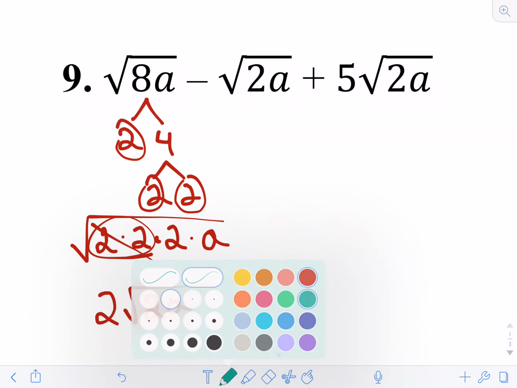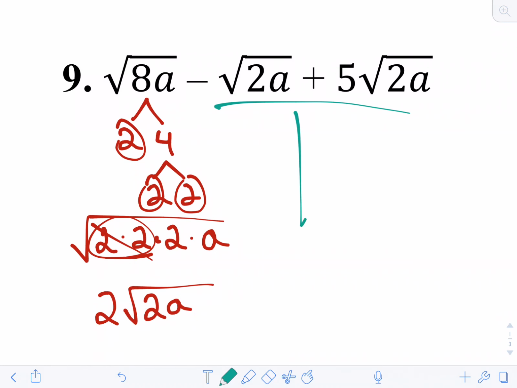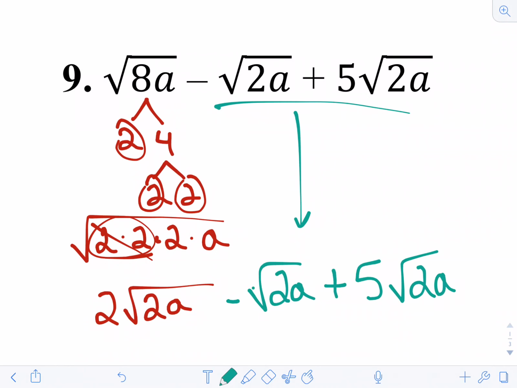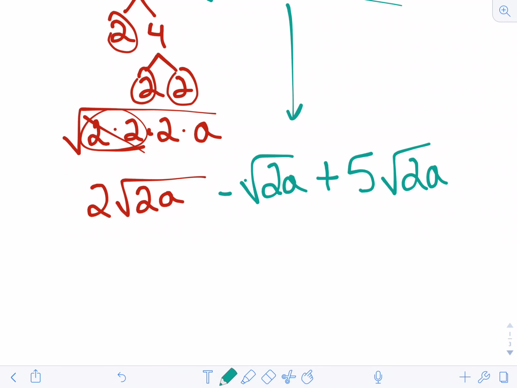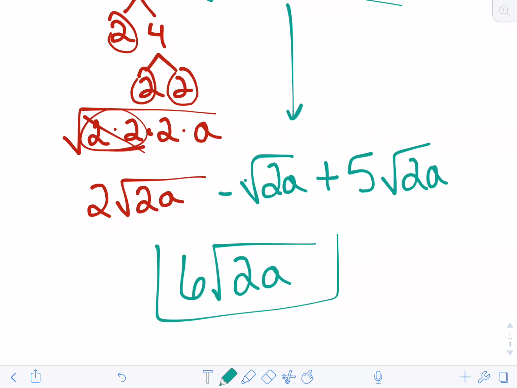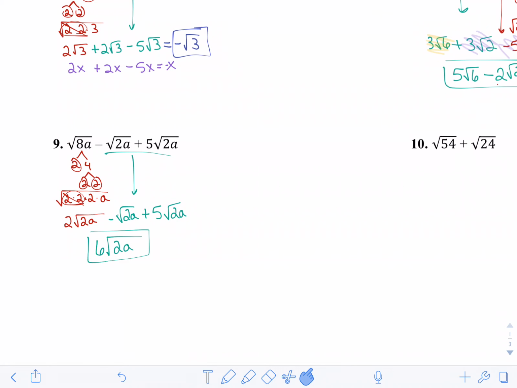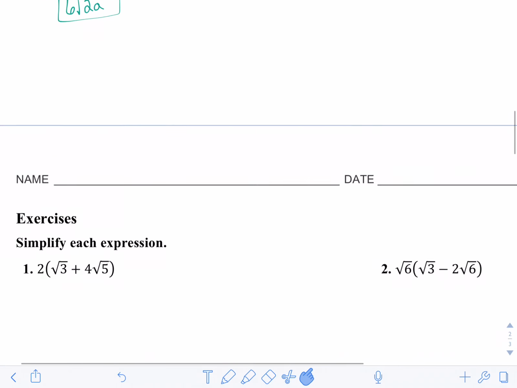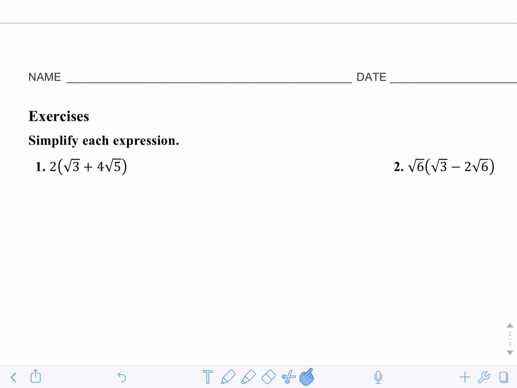So I'm going to bring all this other stuff down. So minus the square root of 2a plus 5 square roots of 2a. And now they all have a 2a on the inside of your square root. So I'm going to combine the like terms. So 2 minus 1 is 1. 1 plus 5 is 6. And then you just copy what's in this square root, which was 2a. Okay, and I'm going to skip number 10 because that's pretty much the exact same stuff. And we'll do a second video for the back page.